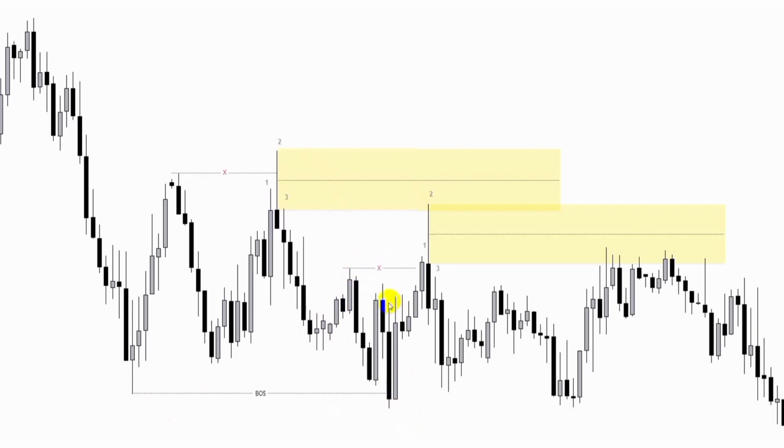So now we can see that this is the minor inducement. Price fell, took out this low, pulled back, fell, and took out this one. So this is the minor inducement. This is the major inducement. So you can see now price returned to the upside.